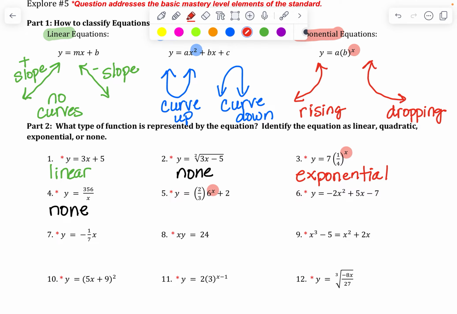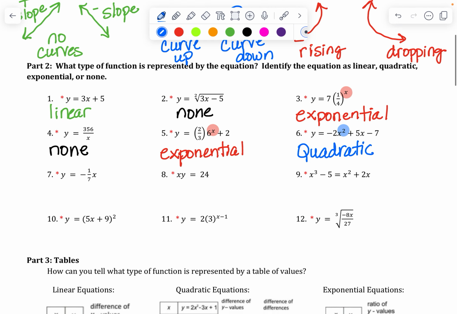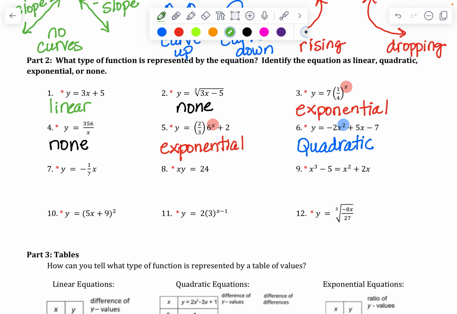Come back to number 10. Number 10, the exponent is a 2, so that makes it quadratic. The next one, if you look at your exponent, there's an x in your exponent, so that is exponential. And this one, your exponent would be 1/3, so that makes it none because it's not any of those three that we're talking about.